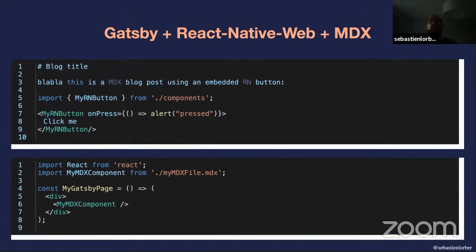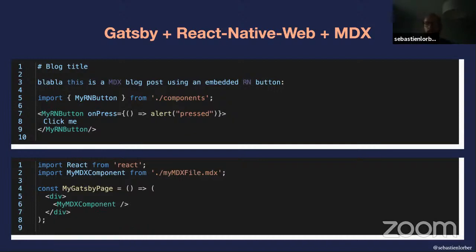So here is an example of Gatsby, ReactNative Web, and MDX. We can see at the top a component using ReactNative. I mean, no, it's a blog post. We can see that it's an MDX file with Markdown and a button in it, and we are able to import this MDX file in a Gatsby page, and this works because there is a Webpack loader that is able to convert the MDX file to a JSX component at build time.